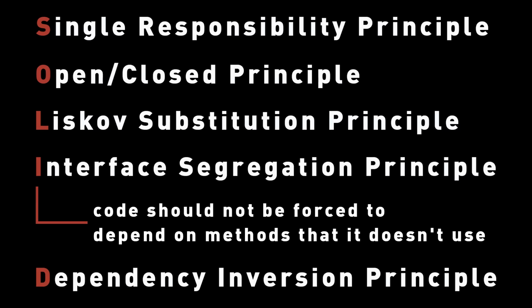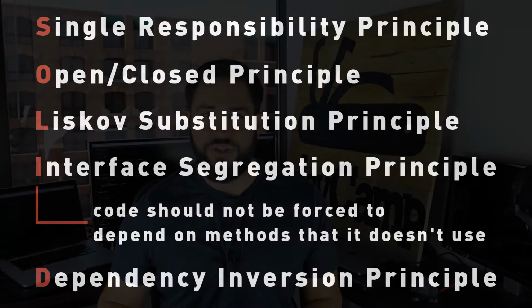A dead simple explanation of the interface segregation principle is that code should not be forced to depend on methods that it doesn't use. If this is still a little bit fuzzy, don't worry. I'm going to walk through a code example that clears it up. Believe it or not, this is one of the easier Solid concepts to understand and to work with.